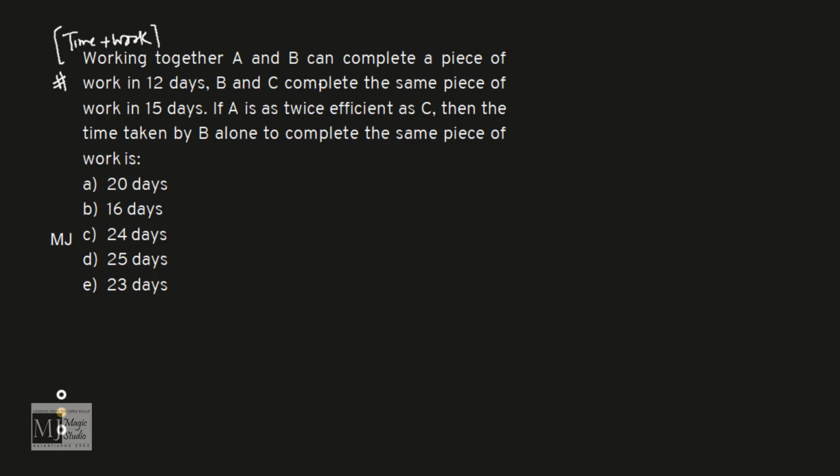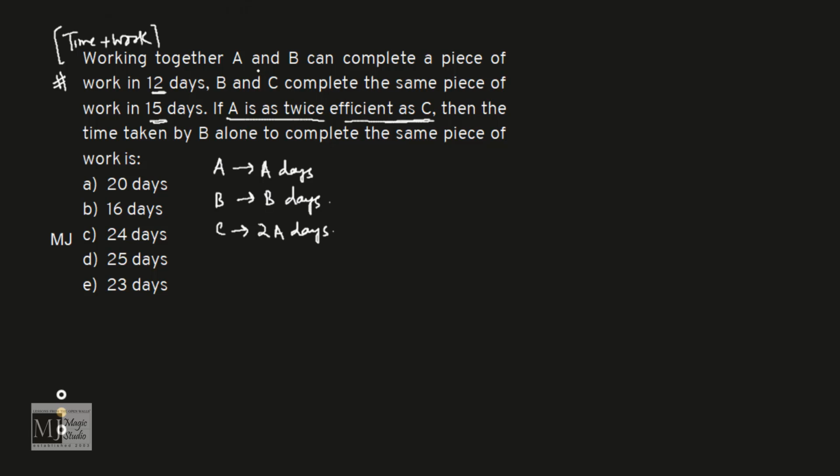Working together, A and B can complete a piece of work in 12 days. B and C complete the same piece of work in 15 days. If A is twice as efficient as C, that means if A takes A days to complete the work alone, C will take 2A days to complete the work alone. And let B take B days to complete the work alone.